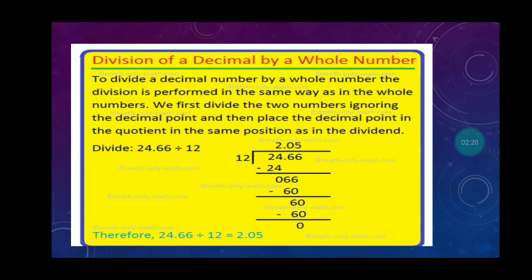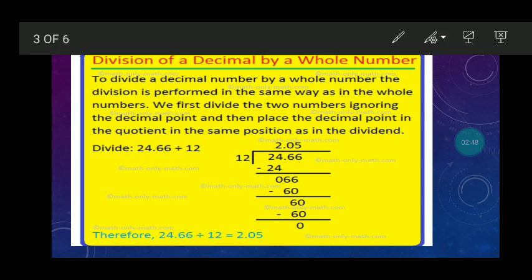Now again we divide by considering it as a whole number. So 12 fives are 60. Again we have a remainder 6. So after putting the decimal we can add 0. So we add 0 and we get 60 here. 12 fives are 60. So the answer is most probably 2.0555. So your answer is 2.055.